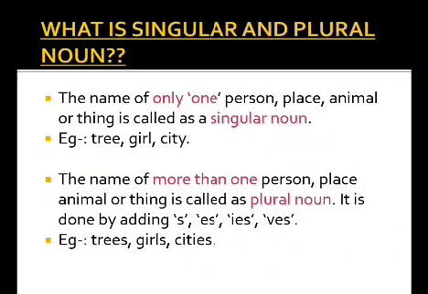While the name of more than one person, place, animal, or thing is called a plural noun. The plural is made by adding suffixes like s, es, ies, and ves. Suffixes are the letters that are added at the end of the word. Therefore, the plural form of tree will be trees, girl will be girls, and city will be cities.